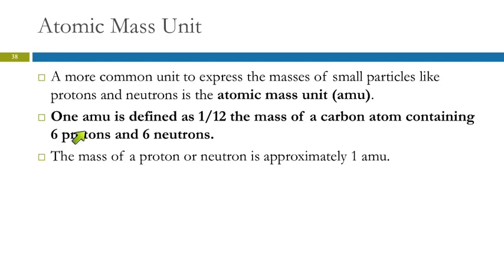So 1 AMU is defined as 1/12 the mass of a carbon atom containing 12 protons and 12 neutrons. It's kind of an odd definition. What it ends up being is that a proton or a neutron has a mass very close to 1 atomic mass unit. And that's something we should remember. Protons and neutrons have a mass of approximately 1 atomic mass unit.